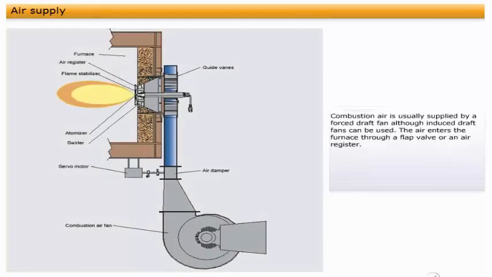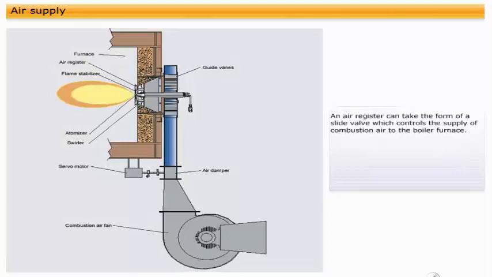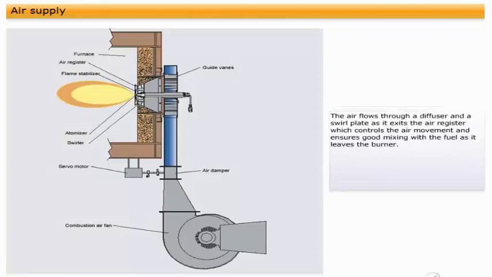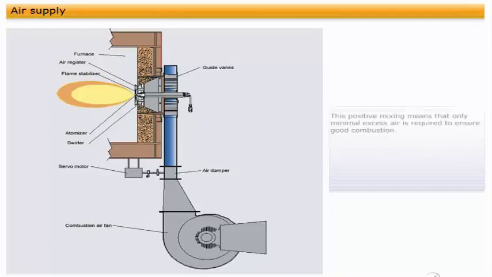Combustion air is usually supplied by a forced draft fan, although induced draft fans can be used. The air enters the furnace through a flap valve or an air register. An air register can take the form of a slide valve which controls the supply of combustion air to the boiler furnace. The position of the register is controlled to give the air quantity required for the amount of fuel passing through the burner at any given time. The air flows through a diffuser and a swirl plate as it exits the air register, which controls the air movement, and ensures good mixing with the fuel as it leaves the burner. This positive mixing means that only minimal excess air is required to ensure good combustion.